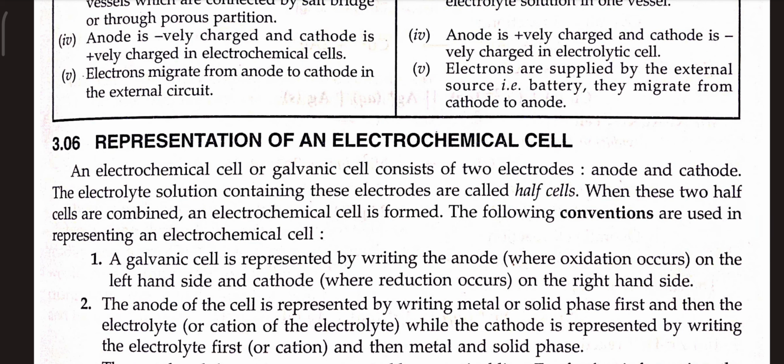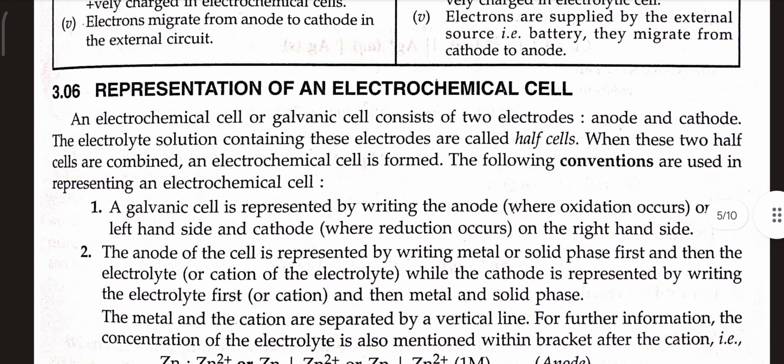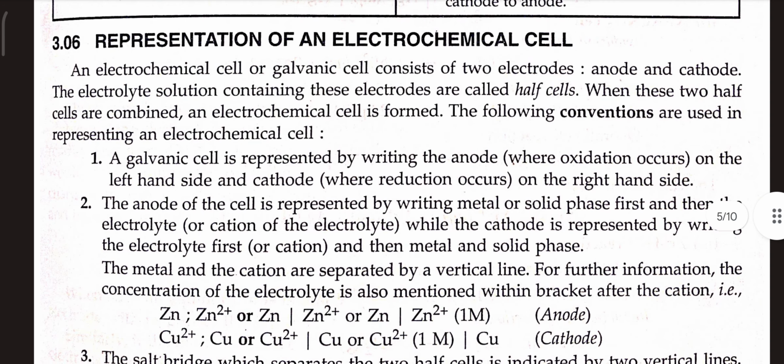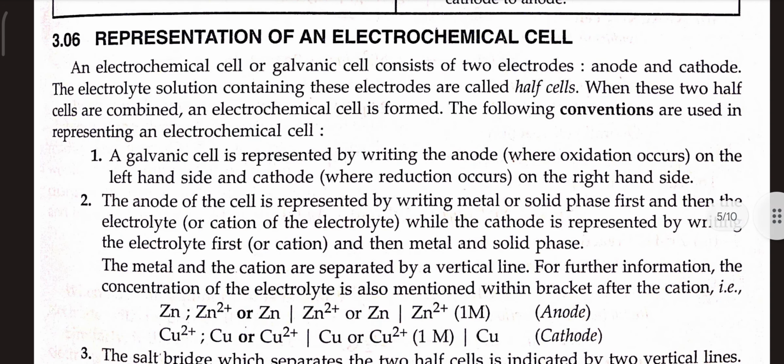Representation of an electrochemical cell. An electrochemical cell or galvanic cell consists of two electrodes, anode and cathode. The electrode and electrolyte solution together are called a half cell. When these two half cells are combined, an electrochemical cell is formed. The following conventions are used in representing an electrochemical cell.